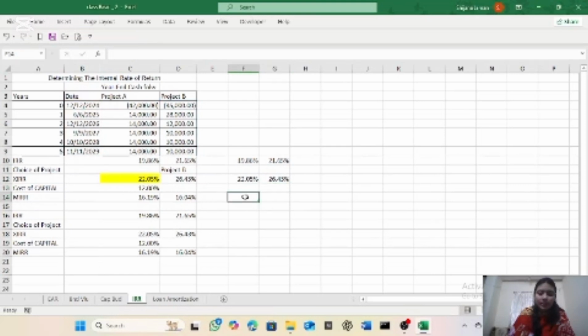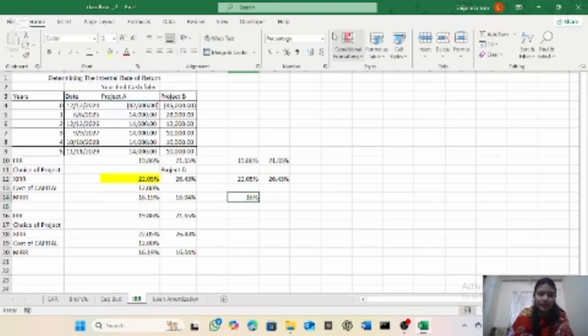Now we are calculating MIRR of project A. Equal MIRR, tab, values means project A's entire values, comma, finance rate. Our finance rate is 12%. It is our cost of capital, so choosing 12%, and our reinvest rate is 12%, the cost of capital, so bracket close, enter. We have to convert it into percentage. Yeah, our project A's MIRR is 16.19%.